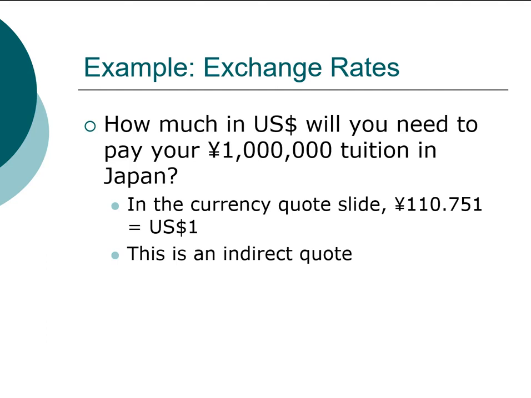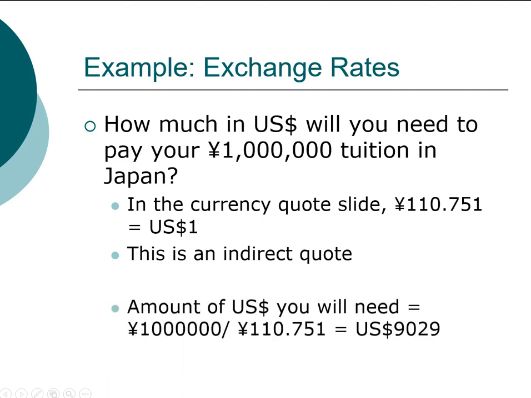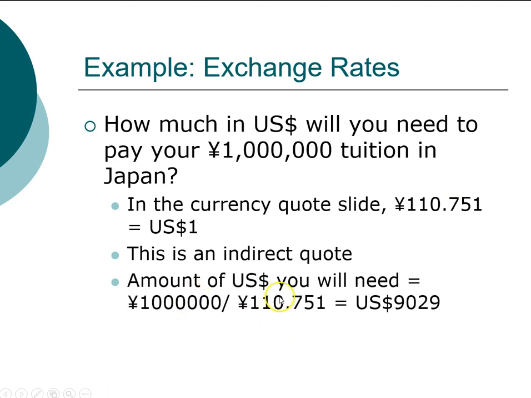So since this is an indirect quote, and we know that yen is worth a lot less than a dollar, after we do the conversion, we should have the tuition in a dollar amount that's less than 1 million. So we take the 1 million yen divided by the indirect quote. So we have yen divided by yen per dollar, and that gives us US dollars. So that translates to a little over $9,000 in tuition.